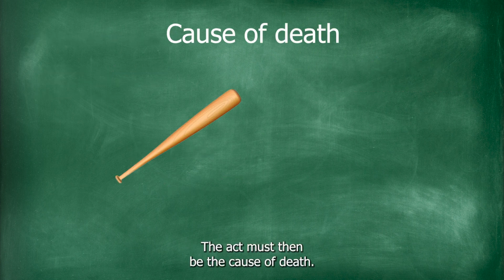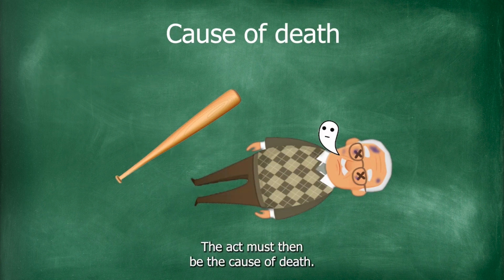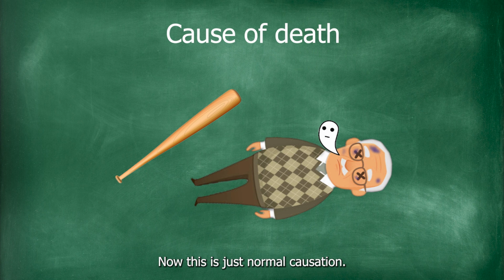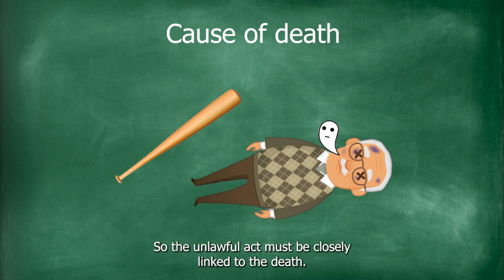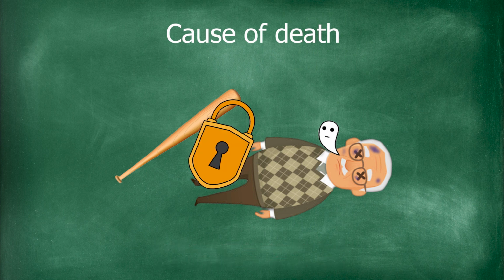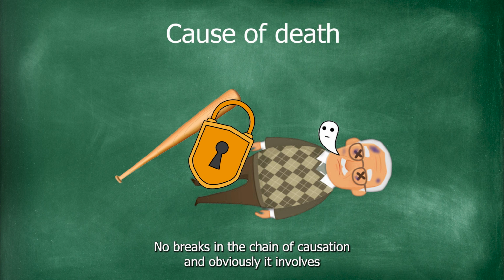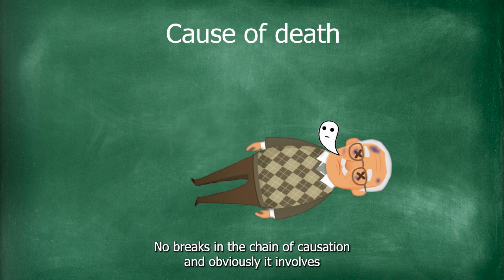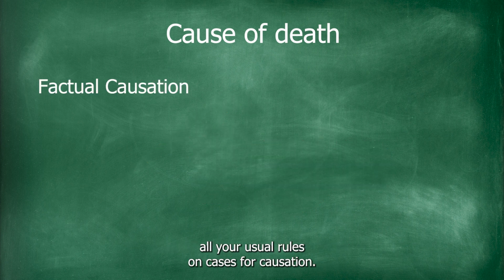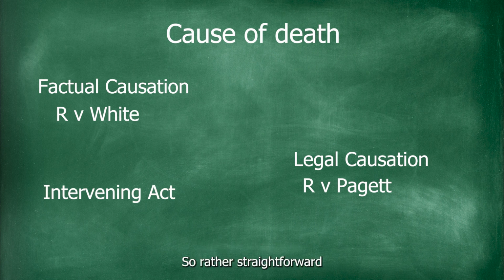The act must then be the cause of death. Now this is just normal causation. So the unlawful act must be closely linked to the death, no breaks in the chain of causation, and obviously it involves all your usual rules and cases for causation, so rather straightforward.